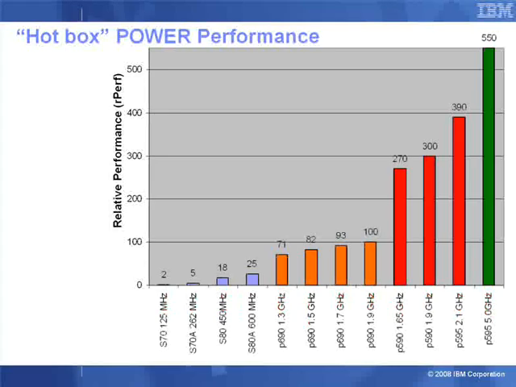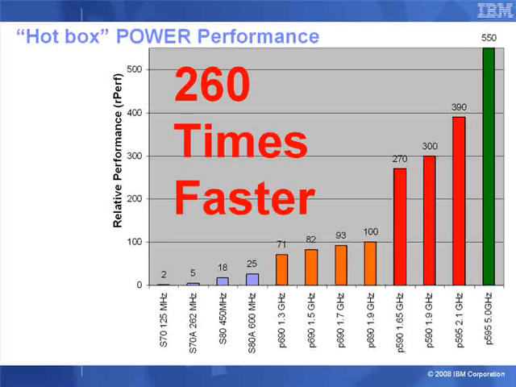We start off with the S70, which is an RPerf of 2. Now that looks pitifully small on this graph, but it was actually a very fast computer in its day. Then we run up through the Power 4, Power 5, and now the Power 6 machines. And the Power 6 595 this year is rated at 550 RPerfs. We can see this is an enormous growth in the power of these computers. This performance growth is actually 260 times over this 12 years, which is quite impressive.